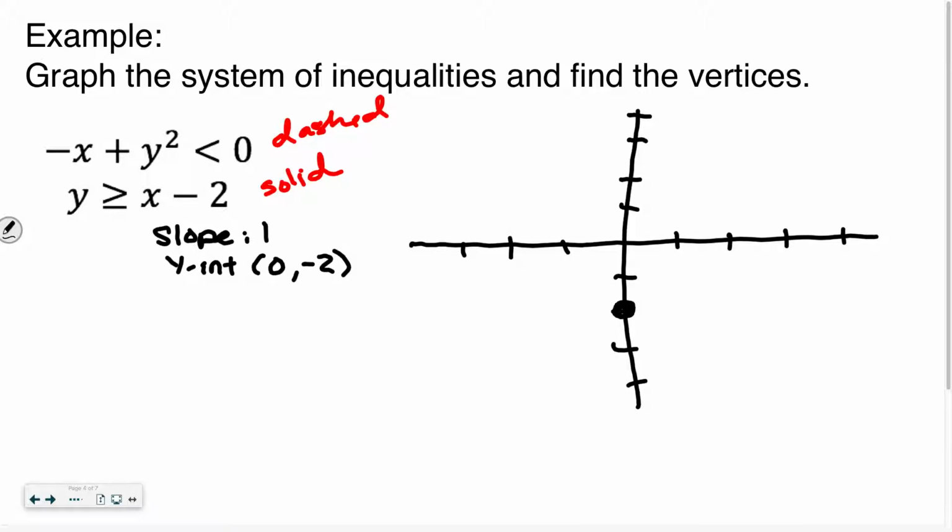Okay, so I got 0, negative 2, and my slope is 1, so I would go up 1, right 1. I could repeat that a few times if I wanted to, just for safety there. And I'm going to draw this one as a solid line.